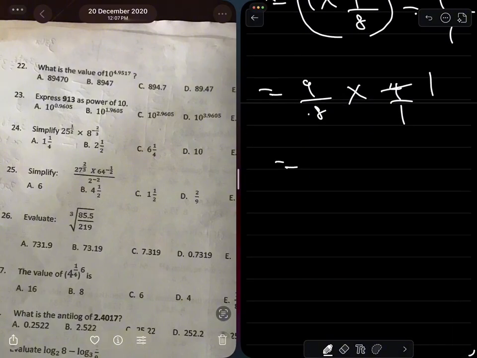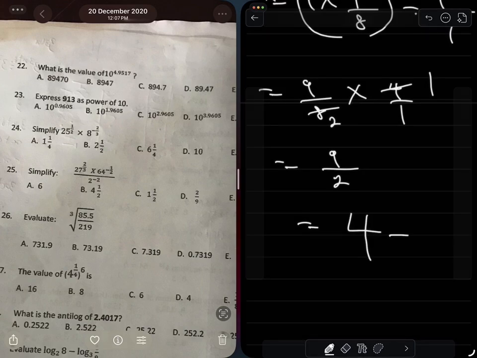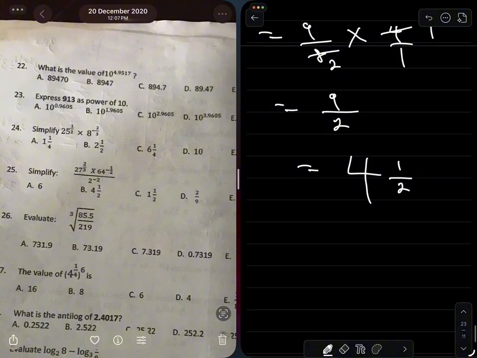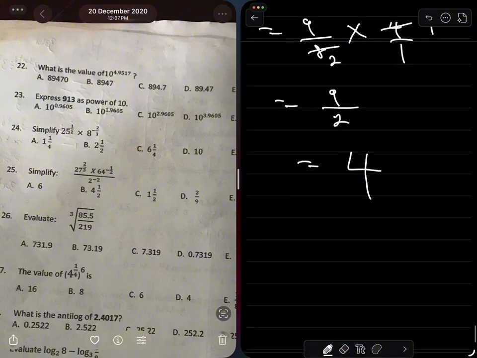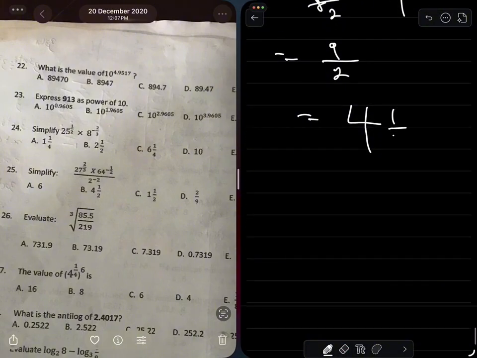And that's what? 4 here 1, 4 here 2. That's 9 over 2, which is 4 and 1 over 2. Do you understand that? Yes. Are you sure? Yes. 4 and 1 over 2. And what's the option that matches that? That's B. Option B.